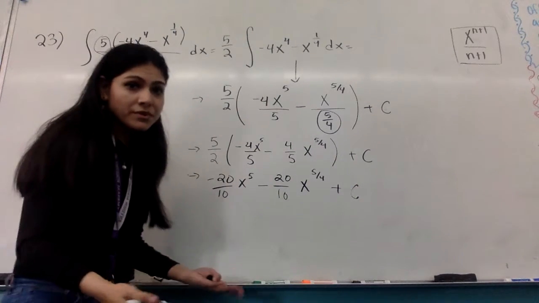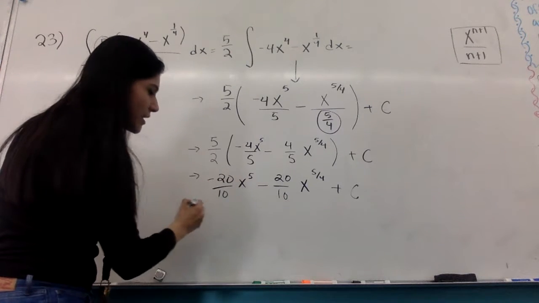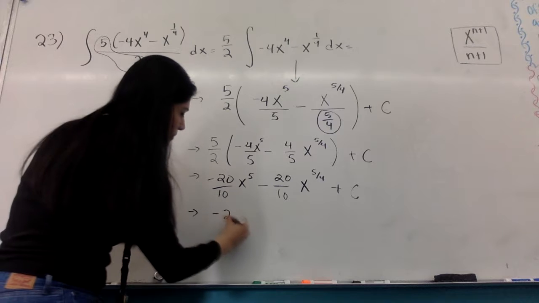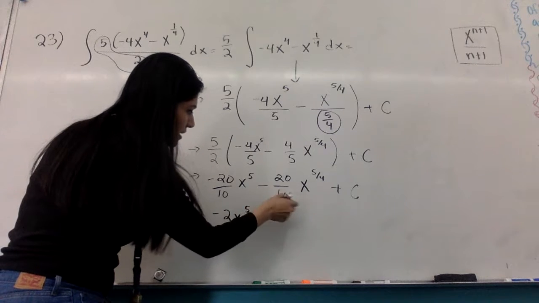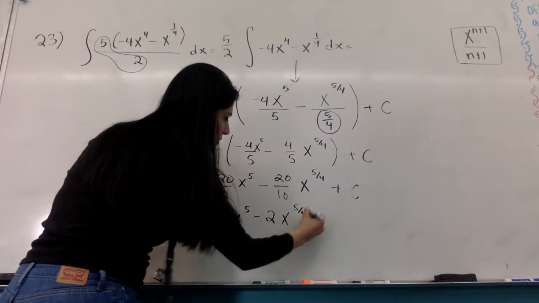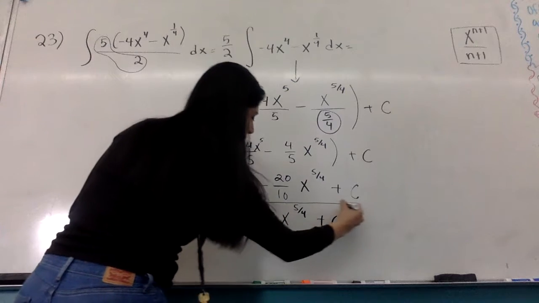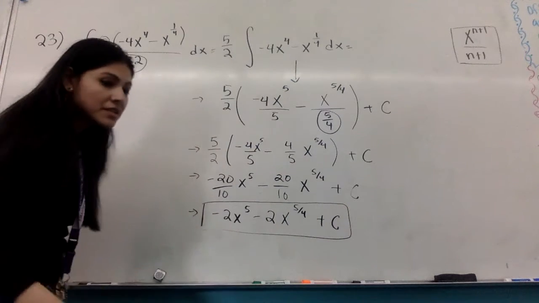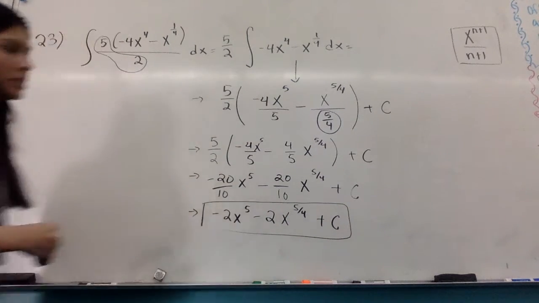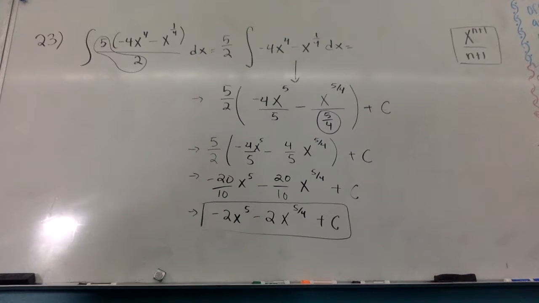Awesome, now let's reduce what we got. And it's nice because things do reduce. So negative 20 divided by 10 is going to give me negative 2, x to the 5th. Again, negative 20 divided by 10, negative 2, x to the 5/4. And then don't forget your plus c. And that is my final answer. That is my antiderivative. This is my indefinite integral. Take a look at the work there. Check that you got number 23 right. Check that Ms. Sedano did not make any errors as well.